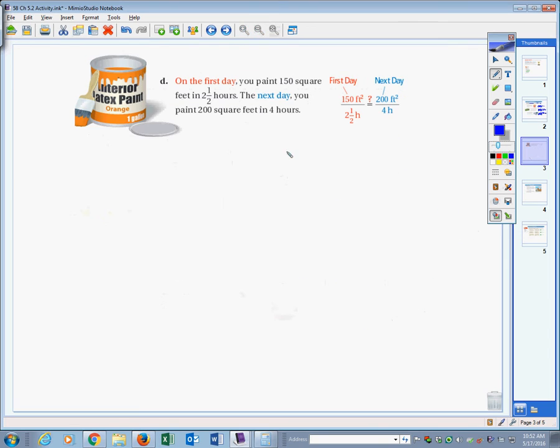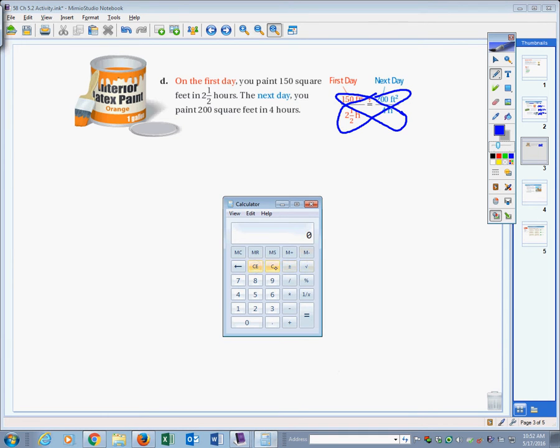So let's look at our last one here. What do you think? Is it going to be equivalent or non-equivalent? Let's see. On the first day, you painted 150 square feet in 2.5 hours. The next day, you paint 200 square feet in 4 hours. So I'm going to go ahead and do my cross product property here. Now 2.5, I'm going to have to do some working on that, right?